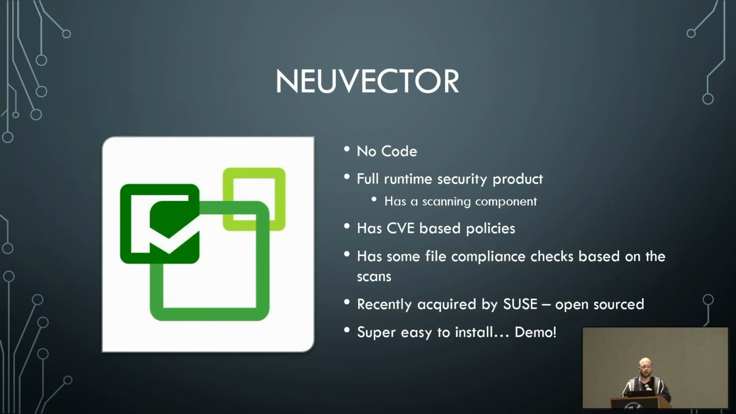NeuVector, like I said, is a no-code option. It's actually a full runtime security product. It has scanning components, which is why we like it, which means we can have CVE-based policies. It also has some file compliance checks for making sure you don't have raw API keys in there, you don't have certain private keys, et cetera. They were recently acquired by SUSE, and they've been open sourced. So that means you can run it in your cluster without talking to any salespeople. You don't technically need a license or anything like that. You can just run it. And it's actually super easy to install. So with that, let's get into a demo of installing.